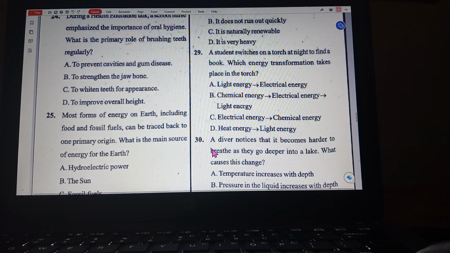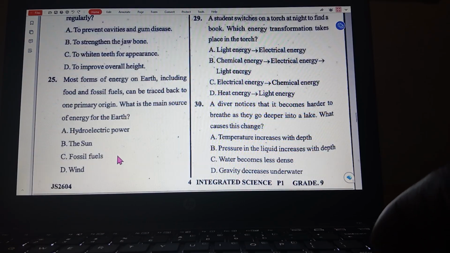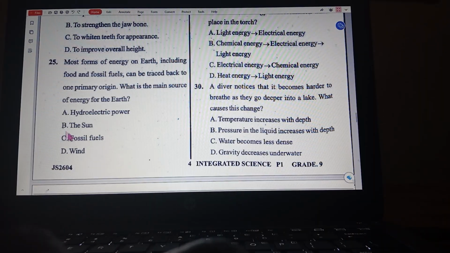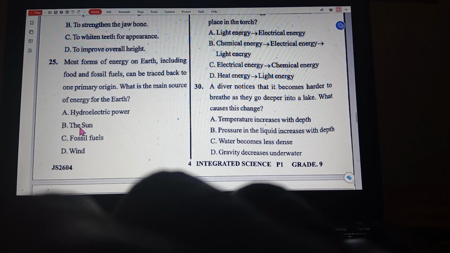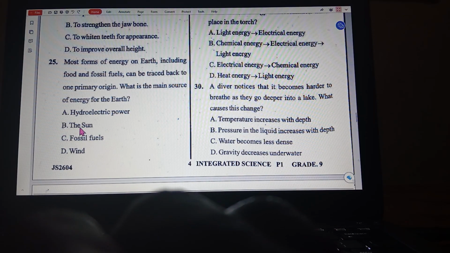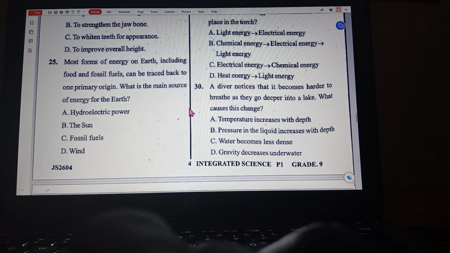Let's move to question 25. Most forms of energy on Earth, including food and fossil fuels, can be traced back to one primary origin. What is the main source of energy for the Earth? The main source of energy for the Earth is the sun.